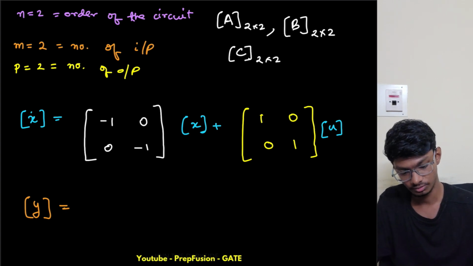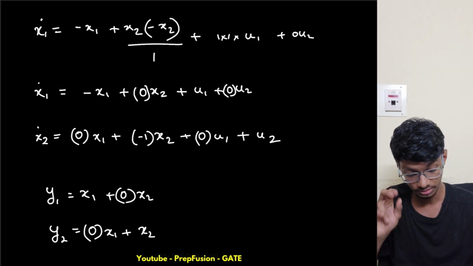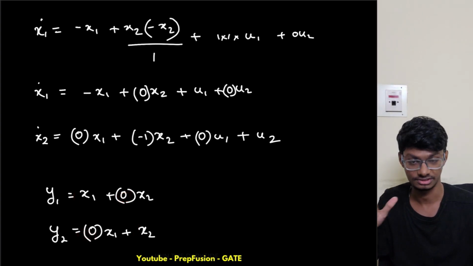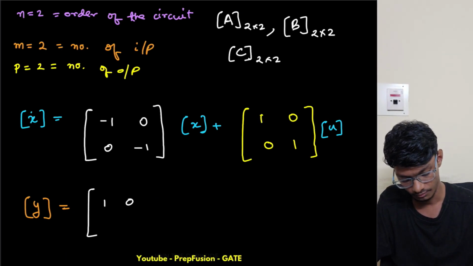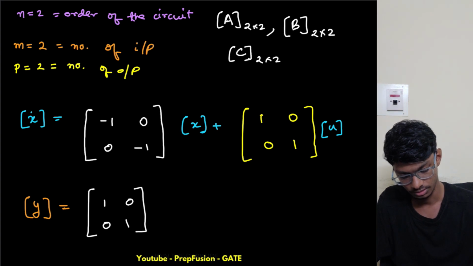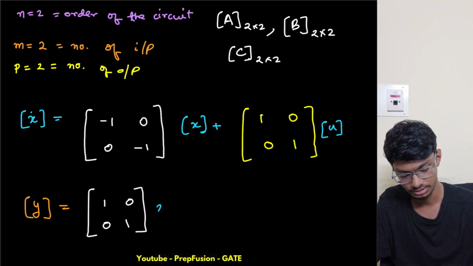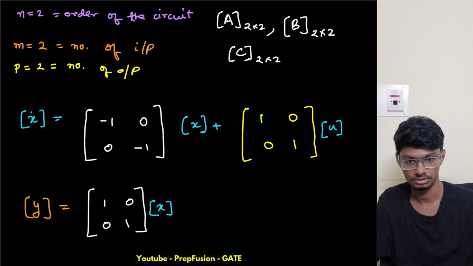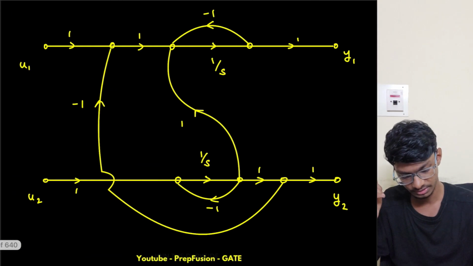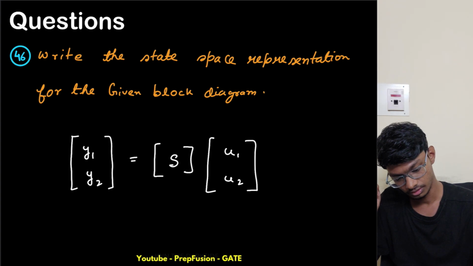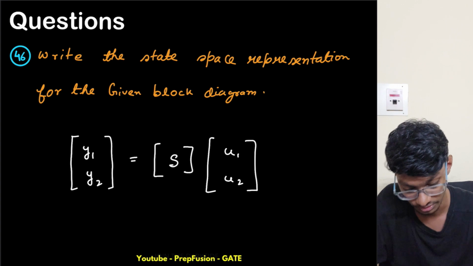So what is the Y matrix? Y matrix is 2 cross 2 again. So this is 1 0 0 1, just like the B matrix, multiplied by the state vector x. So yeah, this is my Y matrix. Now first I have to write the state space representation. Also I had to find the transfer function matrix. They haven't told us, so I should rewrite the question.